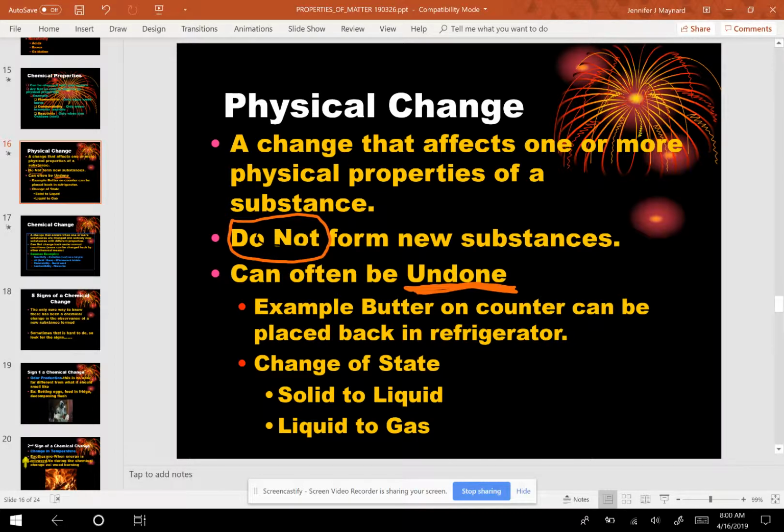So right now we were just talking about physical changes. We've been talking about chemical properties, physical properties, and now we're going to talk about physical changes and chemical changes. We were just talking about physical changes, that is ones like melting and freezing, that kind of thing. They can often be undone.